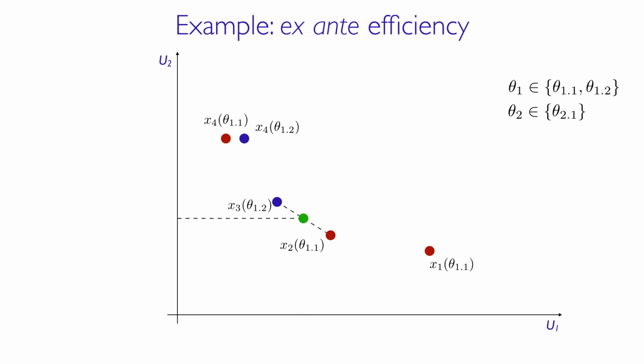Suppose that the probability over the types of player 1 is uniform, and therefore that theta 1.1 and theta 1.2 can occur with 1/2 of probability. This means that if the social choice function returns x2 when player 1 is of the type theta 1.1 and returns x3 when the type is theta 1.2, the expected utility of that lottery is the green circle.